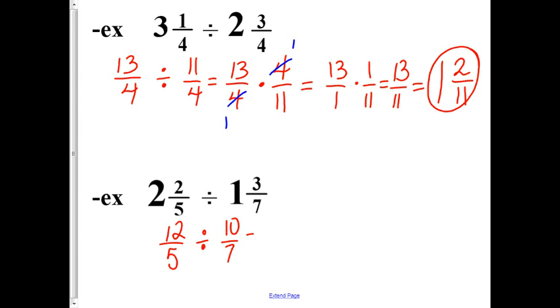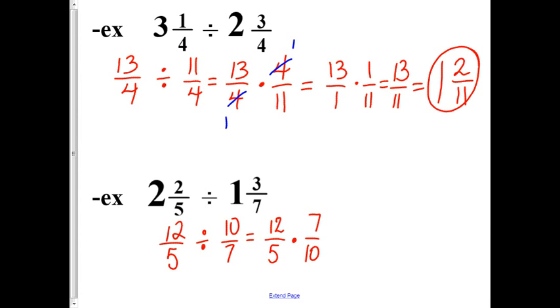Now, this is a problem where you may have been tempted to cross-simplify the 5 and the 10. I hope you didn't, because you cannot cross-simplify right there. That is a division problem. Division problems cannot be cross-simplified. Multiplication problems can. So we have to actually write this as multiplication by the reciprocal. So 12/5 multiplied by the reciprocal of 10/7. The reciprocal of 10/7 is 7/10.